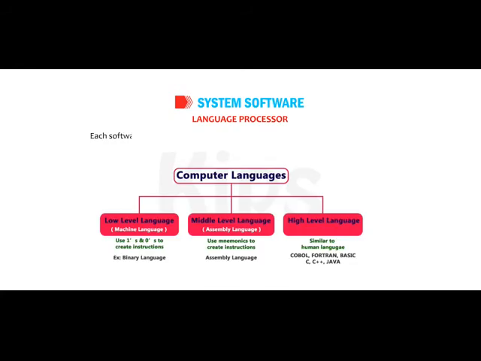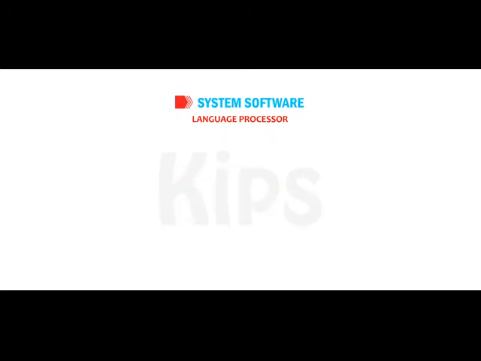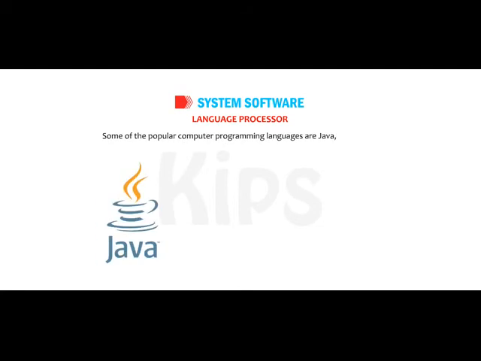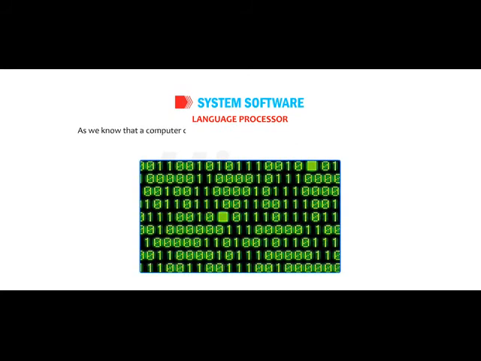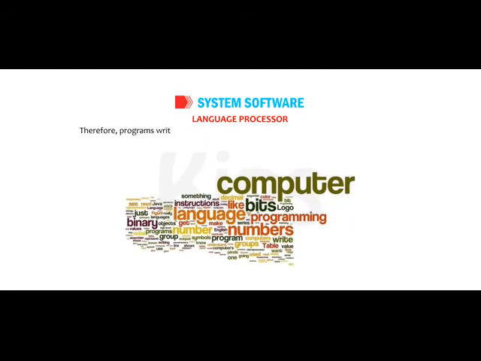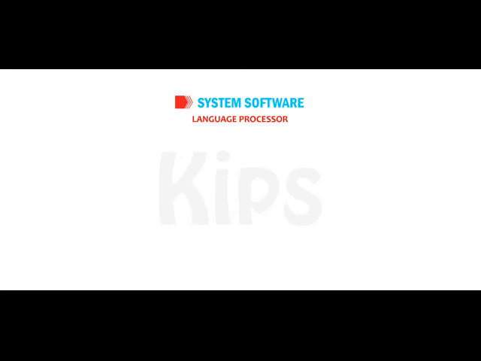Language processor. Each software is created by writing programs in computer programming languages. Some of the popular computer programming languages are Java, C, and C++. As we know, a computer can understand only the machine language, which comprises zeros and ones. Therefore, programs written in these programming languages cannot be recognized by a computer. Here, a language processor plays a vital role in translating the programming language into machine language.